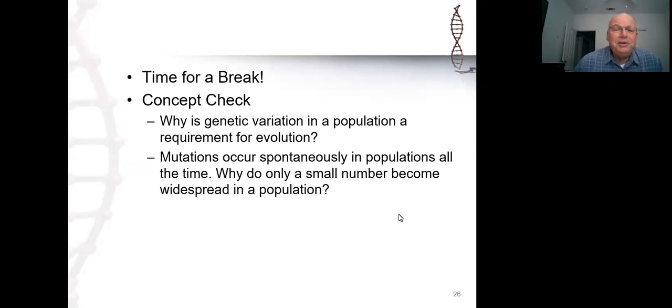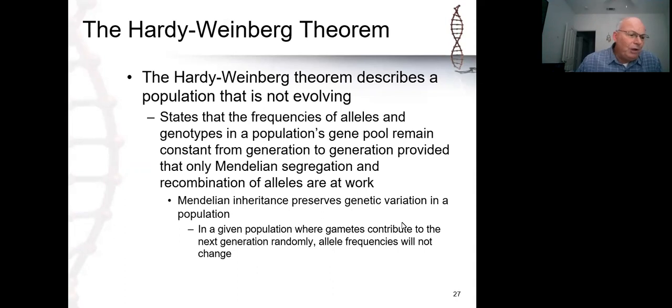So let's move on and continue talking about population genetics. One of the important tools for us as biologists interested in population genetics is what has become known as the Hardy-Weinberg theorem. Hardy was an English mathematician who was not actually a scientist at all. And the only contribution that he ever made to biology was here in the Hardy-Weinberg theorem.